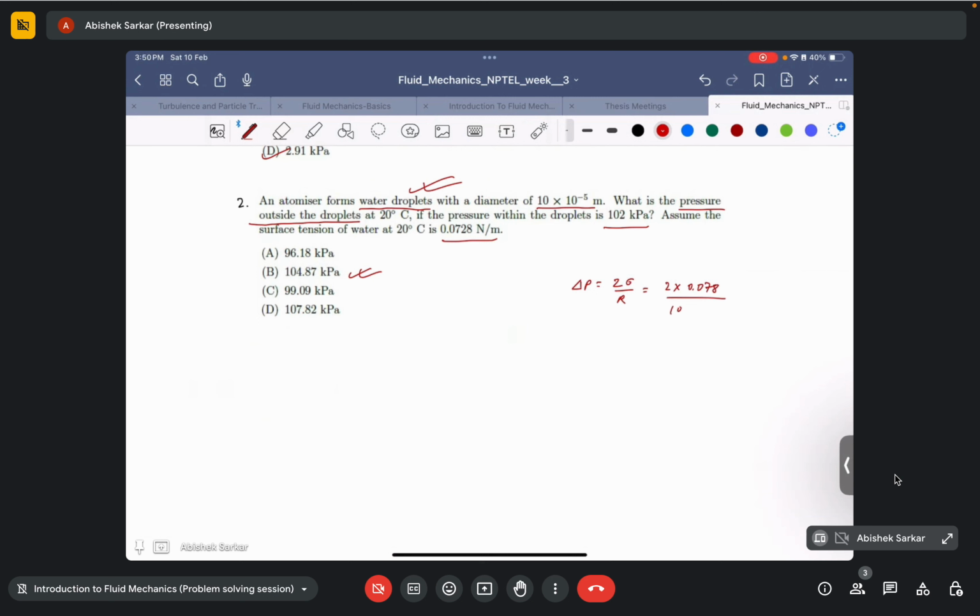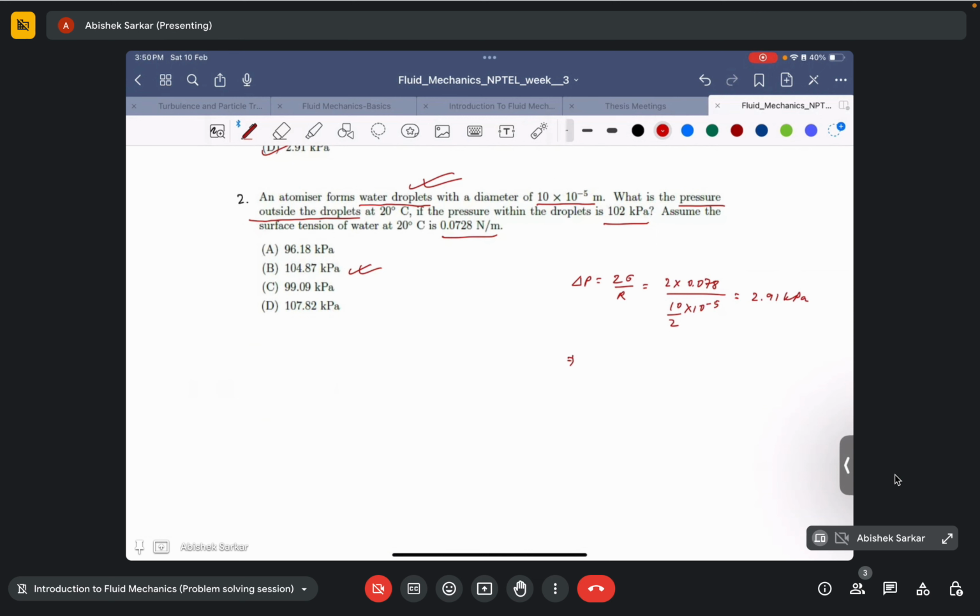2.91, I think. Yes sir, this is in kilopascal. Okay, kilopascal. Then what did you do next? Sir, pressure difference means P outside minus P inside is equal to delta P. So you just did P out is equal to delta P plus P inside. Right? Yes sir.